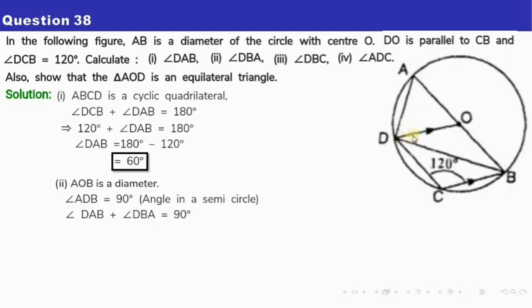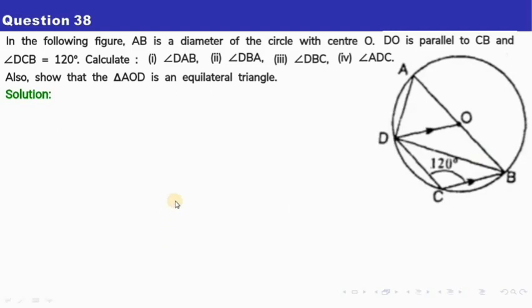Now if this is 90 degrees, then the sum of this and this has to be again 90 degrees. So this plus this will be 90 degrees out here. We know the value of DAB turned out to be 60 degrees, so instead of DAB I am writing 60 degrees, and from here DBA turns out to be 30 degrees. That means this angle is equal to 30 degrees. We don't have space here, you may pause the video to note down.